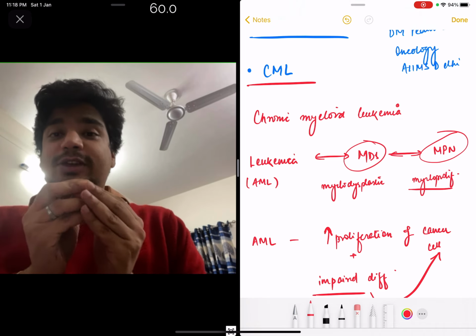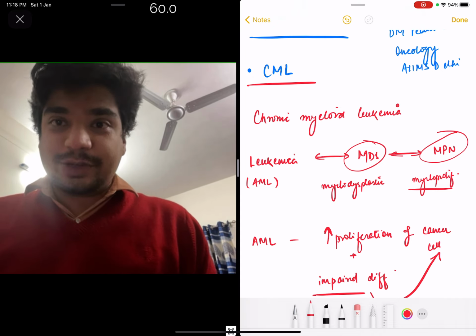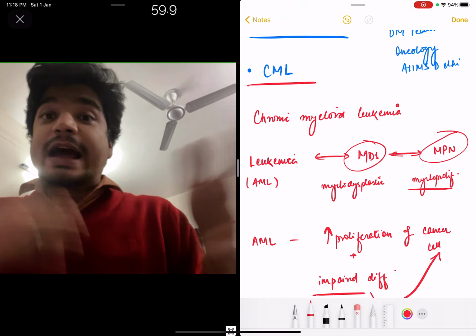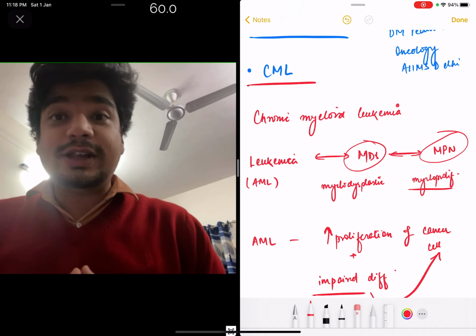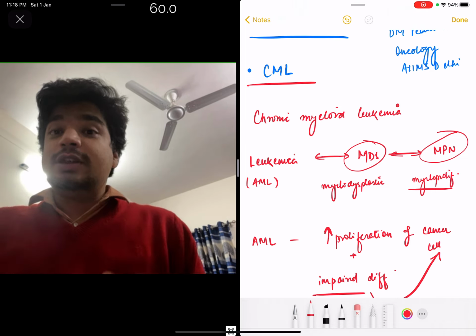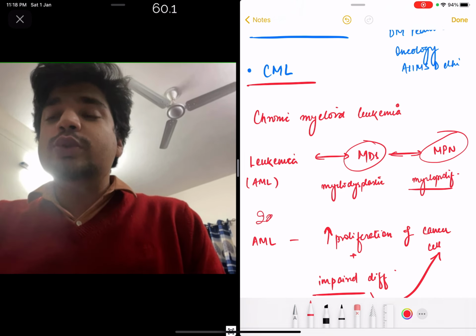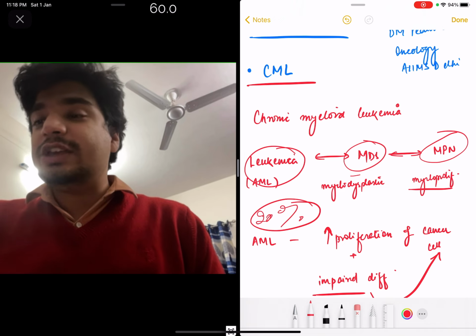If the cells are dysplastic, they have impaired differentiation. That is what is known as myelodysplasia. But if these cells with impaired differentiation are rapidly proliferating, and the number of blasts has increased beyond the 20% cutoff as far as WHO is concerned, that is what is known as acute leukemia. Acute leukemia has been defined as more than 20% blasts in the bone marrow. That is your acute leukemia or acute myeloid leukemia.